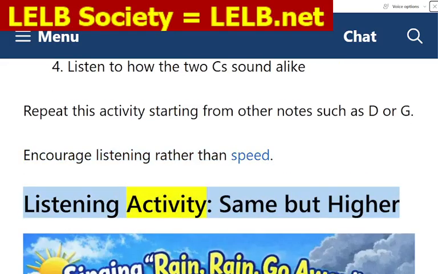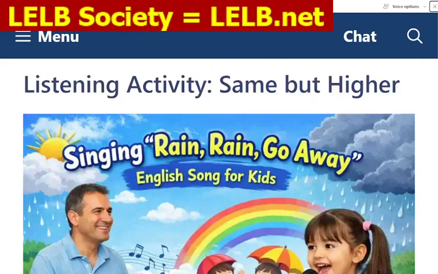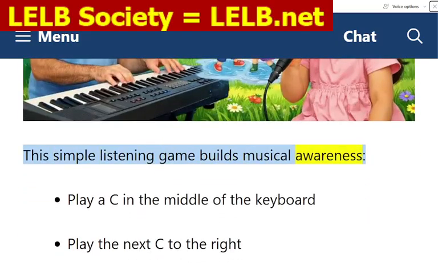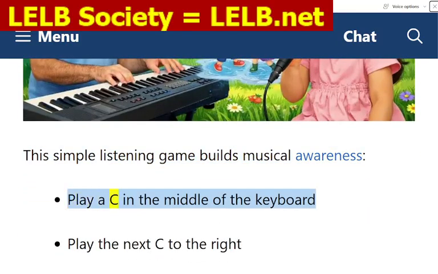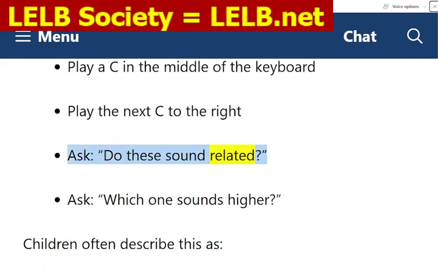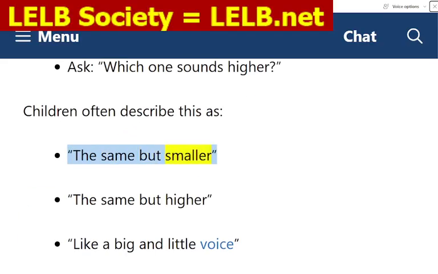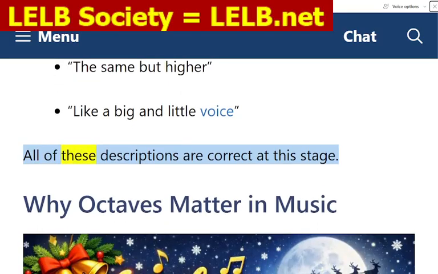Listening activity, same but higher. This simple listening game builds musical awareness. Play a C in the middle of the keyboard. Play the next C to the right. Ask, do these sound related? Ask, which one sounds higher? Children often describe this as the same but smaller. The same but higher. Like a big and little voice. All of these descriptions are correct at this stage.